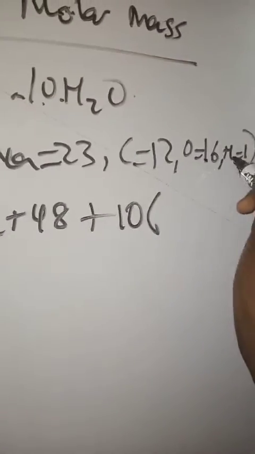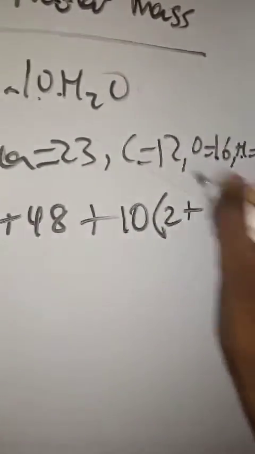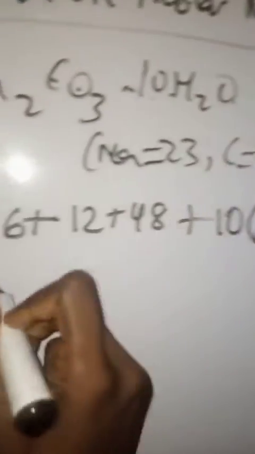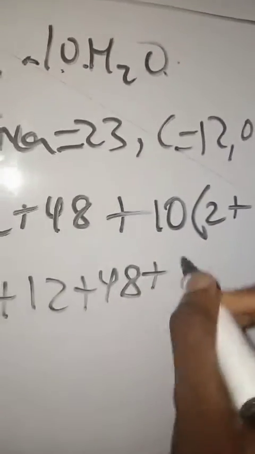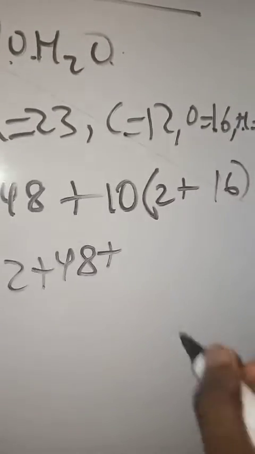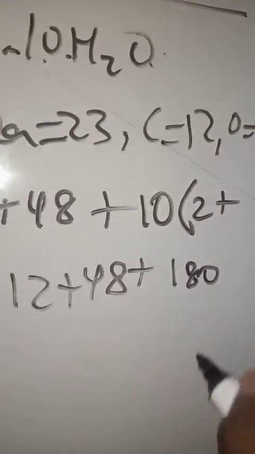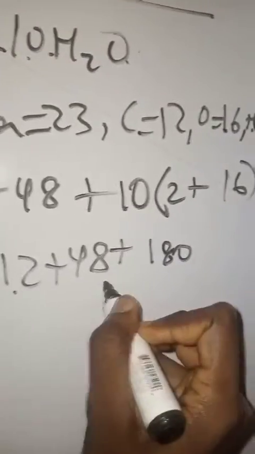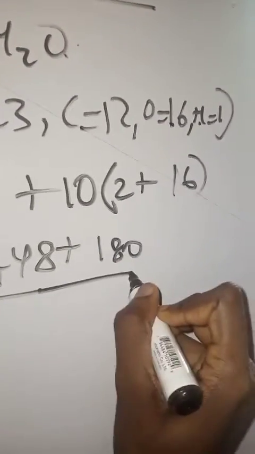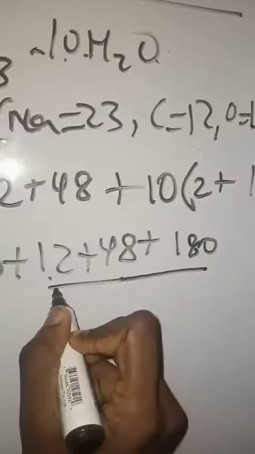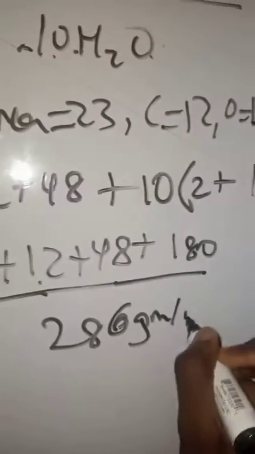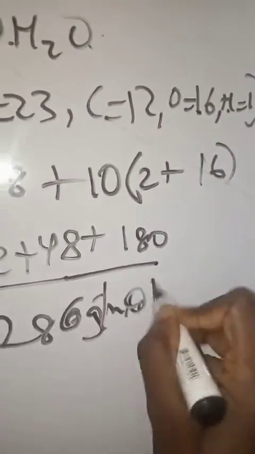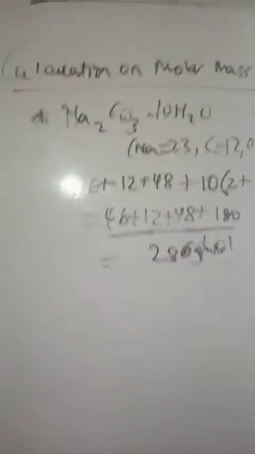H2O: hydrogen is 2 plus oxygen 16, so just add it up. 46 plus 12 plus 48, plus 2 plus 16 is 18. 18 times 10 is 180. 12 plus 48 is 60. 60 plus 180 is 240. 240 plus 46, so the molar mass will be 286 grams per mole. That's the calculation for sodium trioxocarbonate(IV) decahydrate.